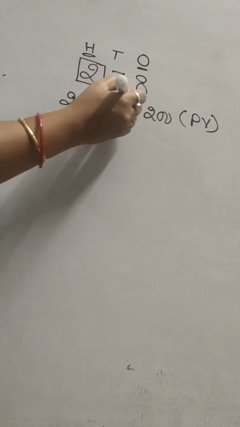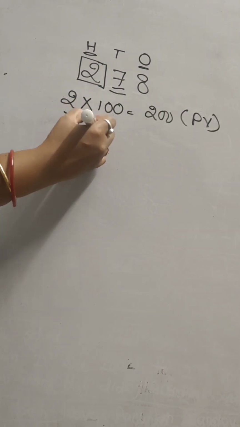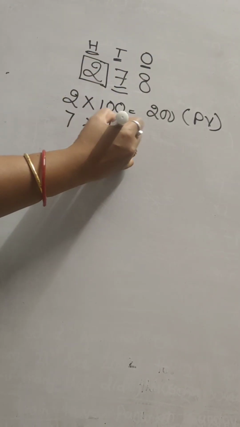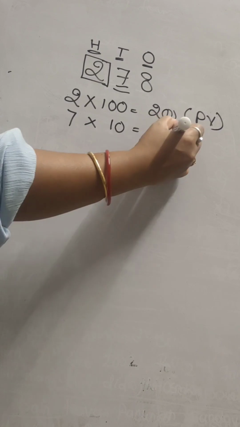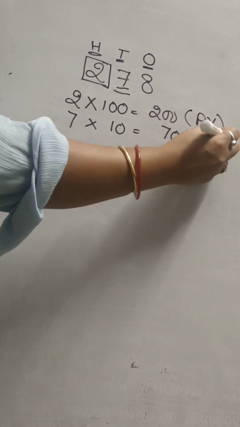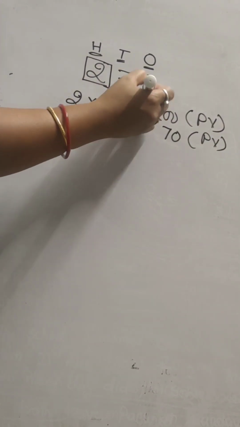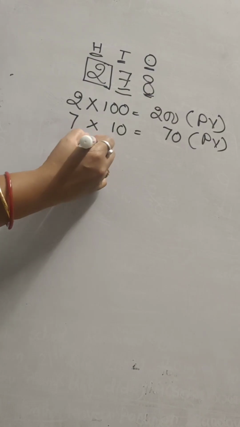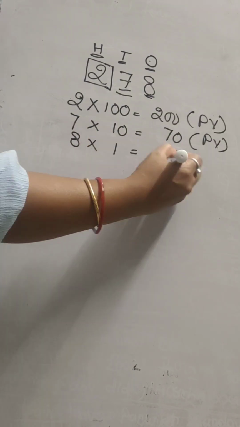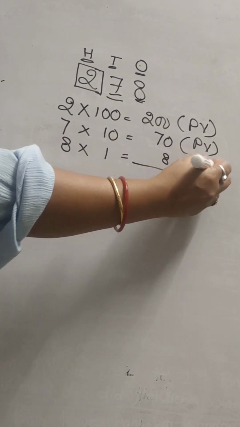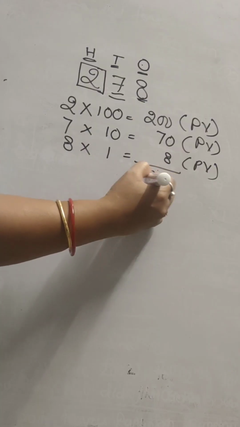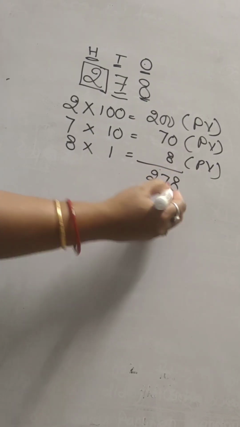Now what is the place value of 7? 7 is lying on the tens place, so I am going to write it as 10. That becomes 70. 70 is the place value. 8 is lying in the ones place, so it is 1. Now it is the place value. How is the number formed? By adding all these you will get 278.